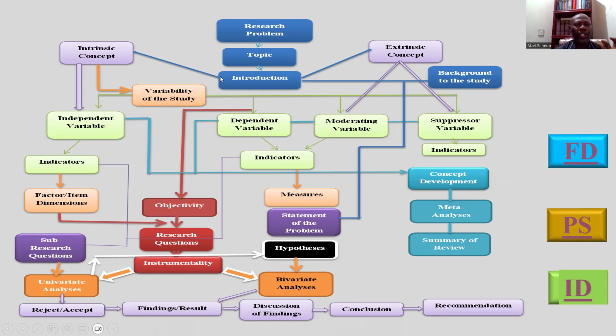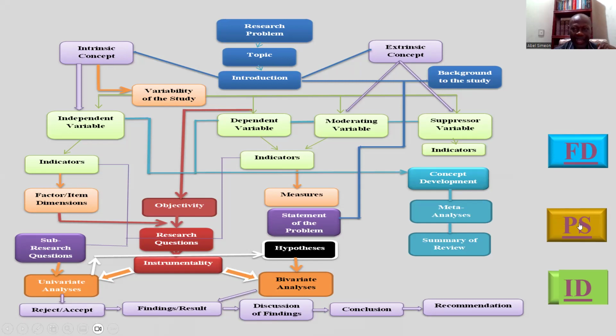The introduction gives us two things: intrinsic concept or extrinsic concept. The intrinsic concept gives us what we call the variability. Variability means you want to form the variables. Now, intrinsic because the variables, dependent and independent variables, are extracted from the topic.